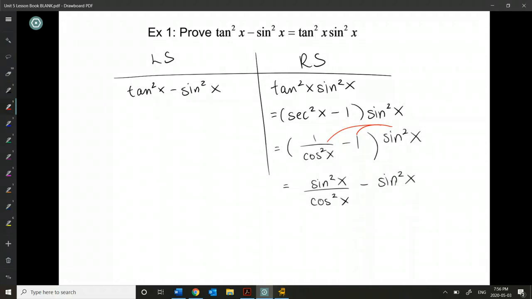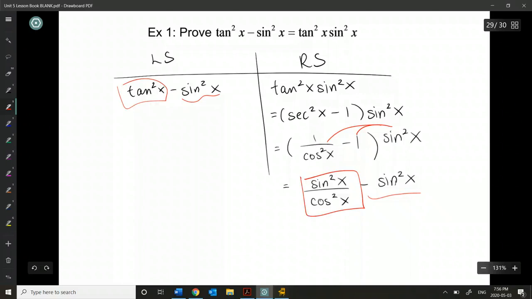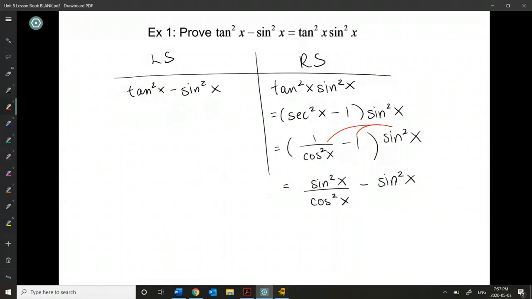And I have the minus sine squared part. I'm just looking for the tan squared part. And if I kind of look at this, I see that the tan squared is in there. Tan squared is equal to sine squared over cos squared. So we can simply replace this with tan squared x.